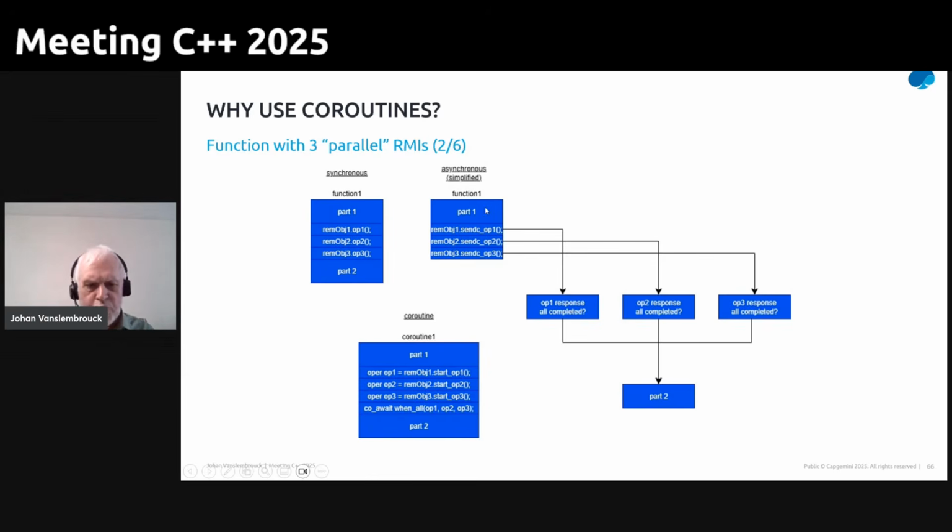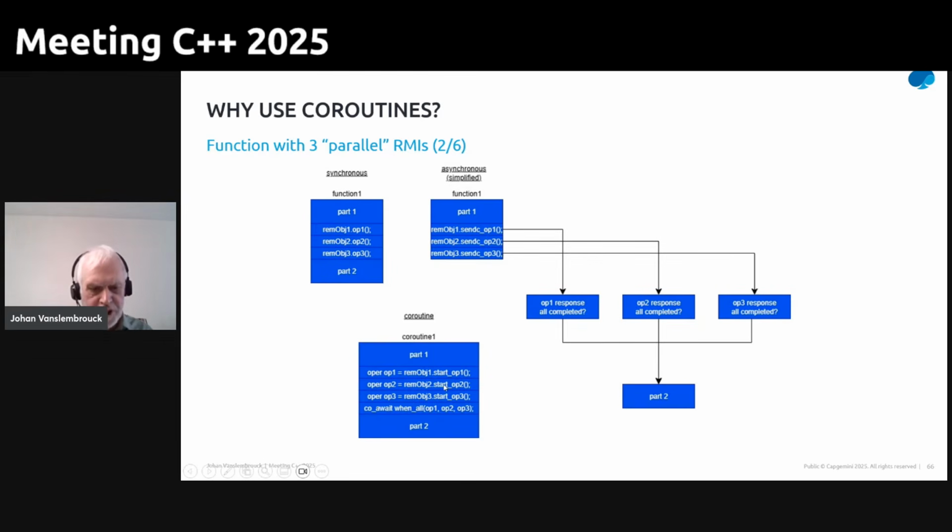If you do this asynchronously, you're going to start the three operations one after the other. And then you may get a response of operation 2 before you get the response of operation 1, and the operation 3 response may even be the first one to arrive. So you have to count somewhere, okay, did I receive all responses? If you did, then you can execute part 2. So you see we have to cut the original function into different parts, implement some functionality to count the responses, and then we can proceed with the end of the original function.